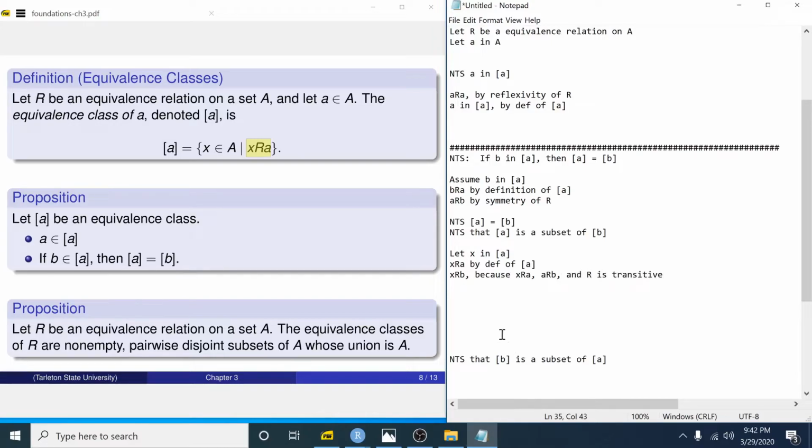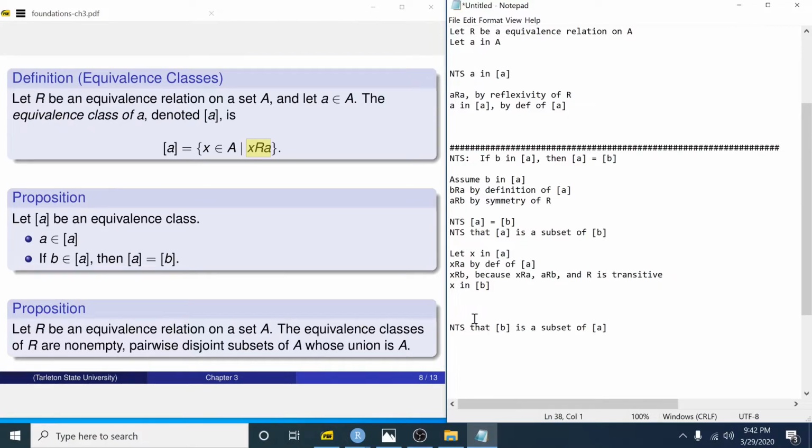So this is a property that R has. If X is related to A and A is related to B, then X has to be related to B because R is a transitive relation. But here's the thing. If X is related to B, that means that X is in bracket B. And so we've accomplished what we wanted to here. We've let X be an arbitrary element of bracket A, and we've shown that X is in bracket B, and therefore we've shown that bracket A is a subset of bracket B. So that part of the proof is over.